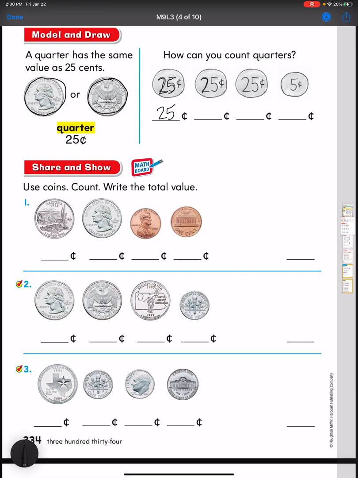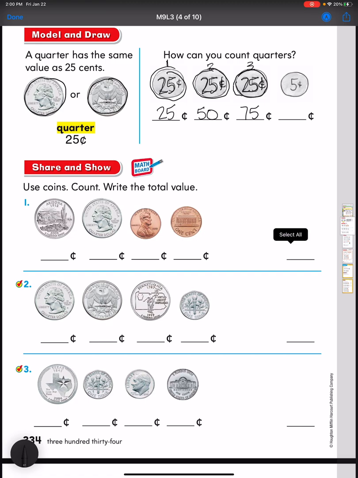I'm going to add another quarter to that. 25 plus 25. 2 quarters. 2 quarters equals 50 cents. 25 plus 25 is 50. And then if I get another quarter, I have 3 quarters now. 25 plus 25 plus 25, 3 quarters, would be 75. So 1 quarter is worth 25 cents, 2 quarters is worth 50 cents, and 3 quarters is worth 75 cents.